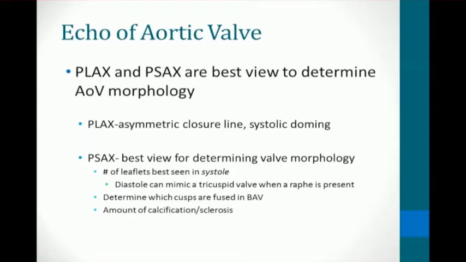The short axis is the best view to determine the number of cusps and the severity and location of any calcification or thickening of the valve. When evaluating the number of cusps, it's important to look at the aortic valve in systole to determine if the valve is bicuspid or tricuspid. If it is bicuspid, seeing the valve en face allows you to determine which cusps are fused.